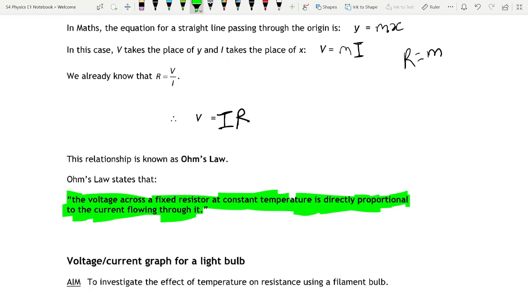So next lesson, whenever that is, we're going to be looking at a bulb rather than a resistor and seeing if it's the same thing. So yeah, you can pack away.